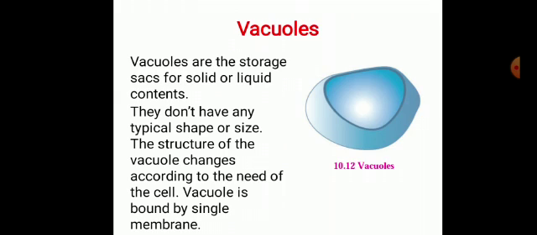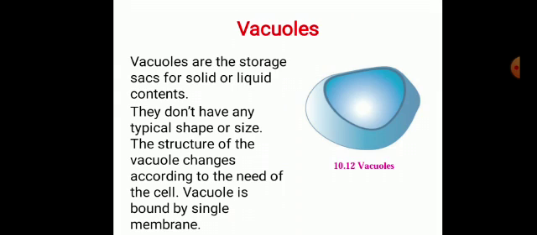We have started lesson number 10 and we are studying various cell organelles. The next cell organelle after mitochondria is vacuoles. Vacuoles are the storage sacs for solid or liquid contents. They do not have any typical shape or size. The structure of vacuole changes according to the need of the cell. Vacuole is bound by single membrane.